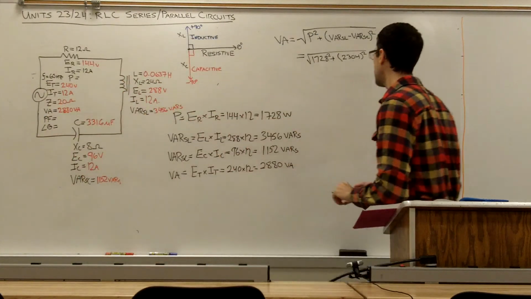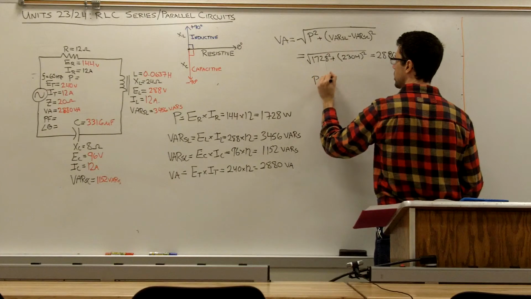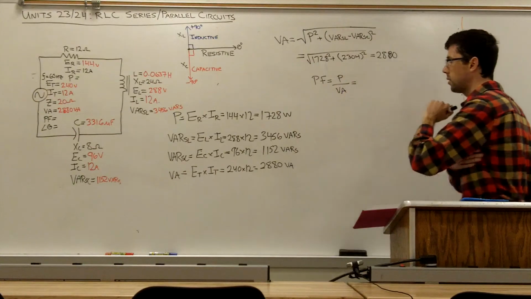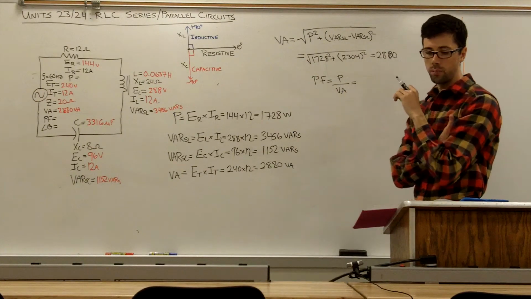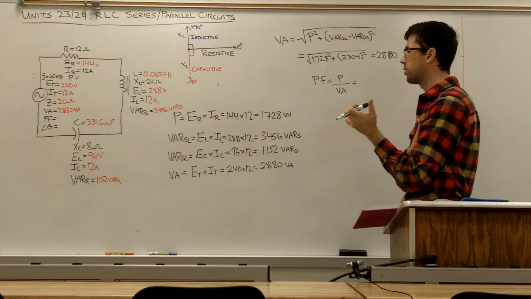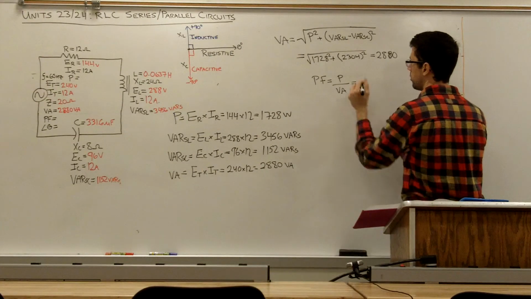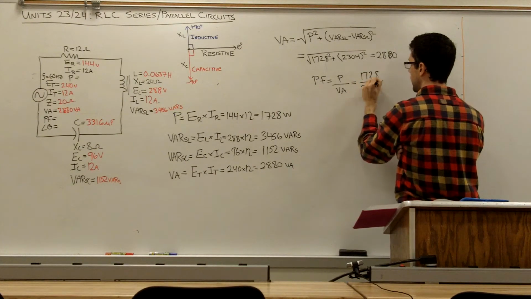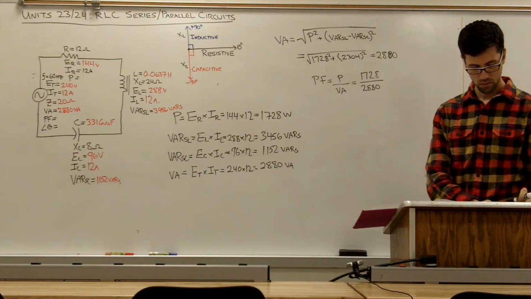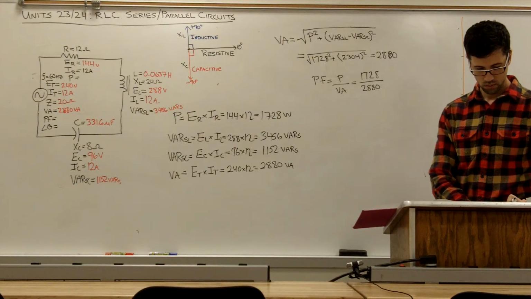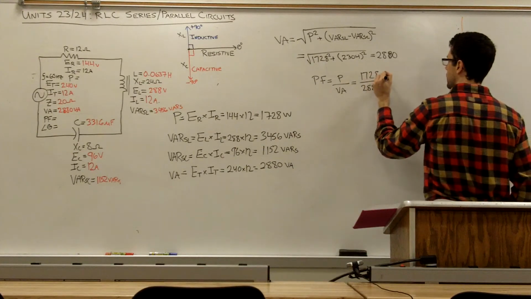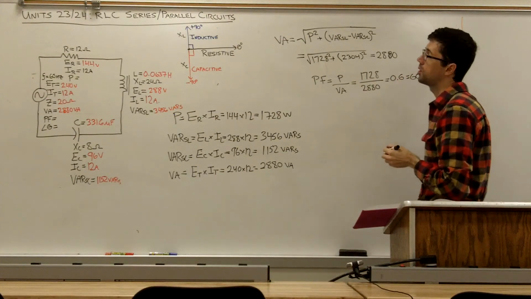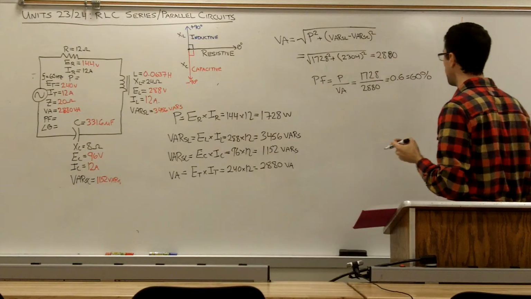Next is the power factor. Power factor is the ratio of your true power P divided by your apparent power. It lets you know what percentage of the power being produced in the circuit can actually be utilized or converted to some other form. True power P is 1,728 watts. Our apparent power is 2,880 volt-amps. And I get a power factor of 0.6, which is also equal to 60%. So 60% of the power being produced by the circuit can actually be converted to some other form.